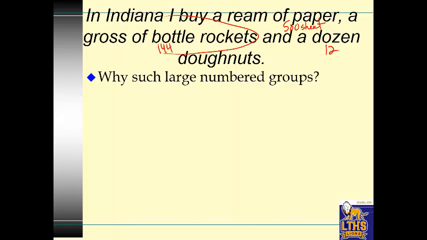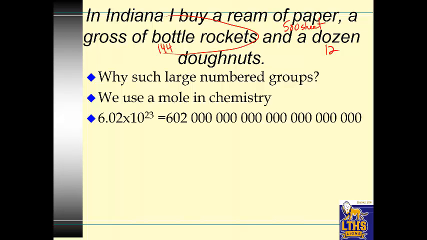So why do we put a large number of things in a group? Because it's easier to count them that way. So what do we use in chemistry to count our molecules and atoms? We use a mole. I said it, a mole. So how many things are in a mole? Well, this many. 6.02 times 10 to the 23rd. All right, that is a lot of stinking particles in a mole. That's a huge number.